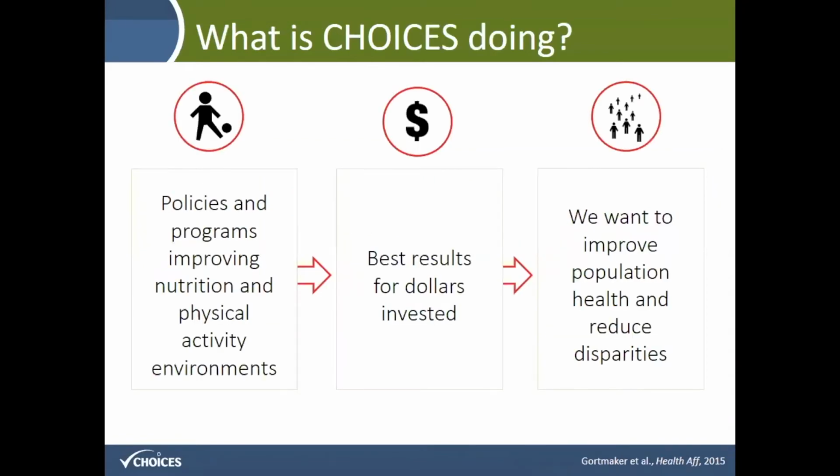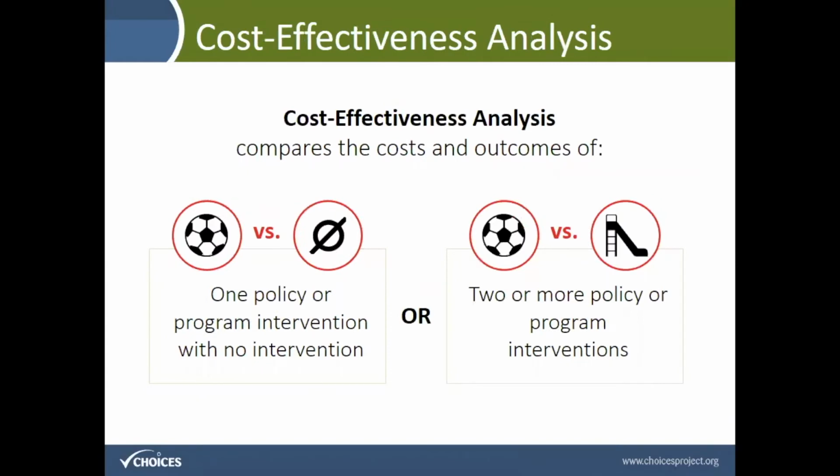What Choices is interested in doing is identifying those policies and programs that can improve nutrition and physical activity environments and really provide the best results for dollars invested, so that we can improve population health and reduce health disparities at the same time. That's a big goal. And the cost effectiveness analysis is basically comparing a couple of different interventions, or one policy or intervention with no intervention, and looking at the cost and effect and the relative cost effectiveness of those outcomes.